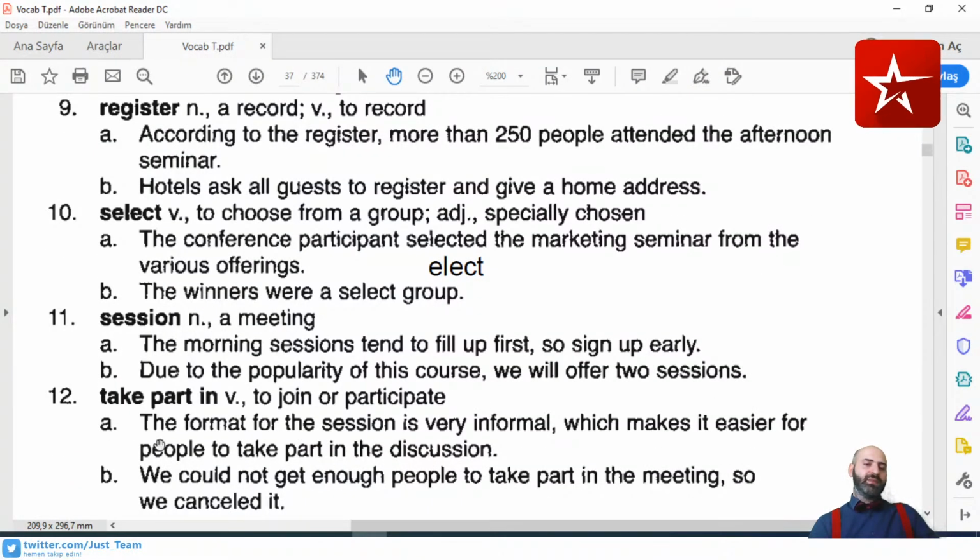Word 12th, not a word actually, it's a phrase. Take part in. It means to join or to participate in something. We use this usually for some kind of competitions or something that happens like once. We don't use it for lesson.